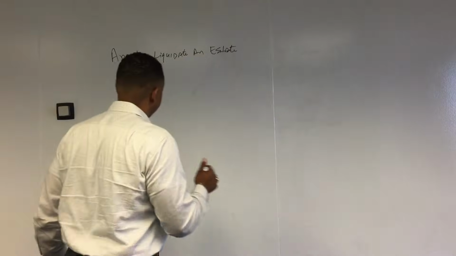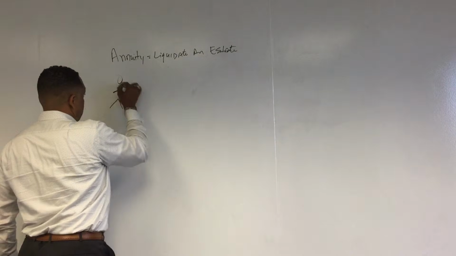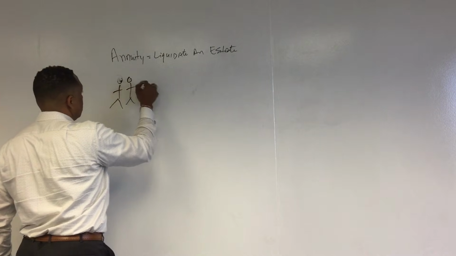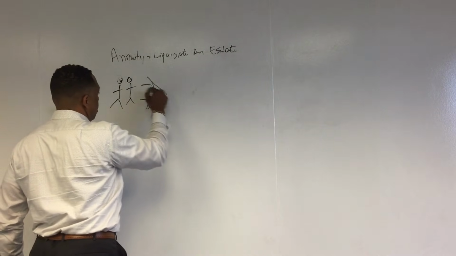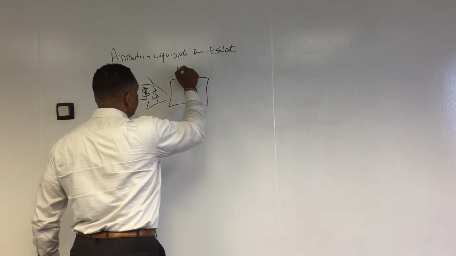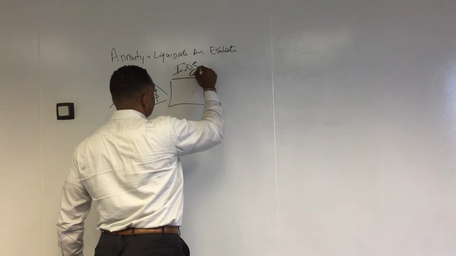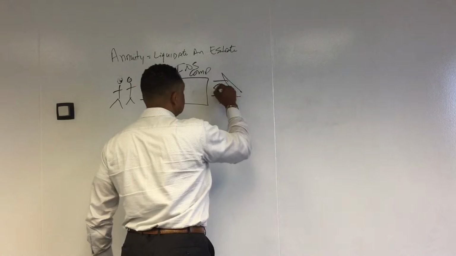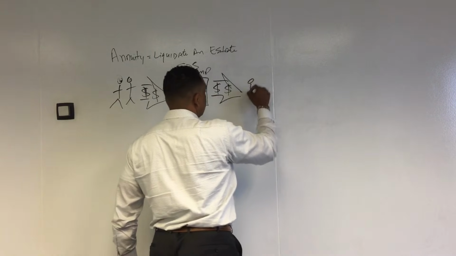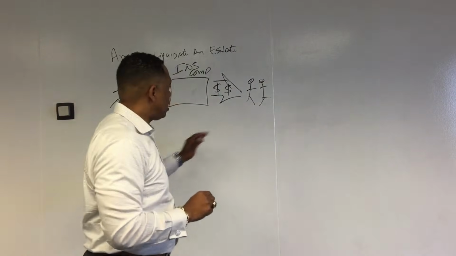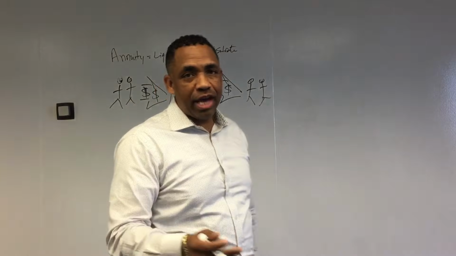For example, Jack and Jill got some money. They're going to give their money to the insurance company. The insurance company is going to give Jack and Jill their money back over a lifetime. Now, why would you do that?